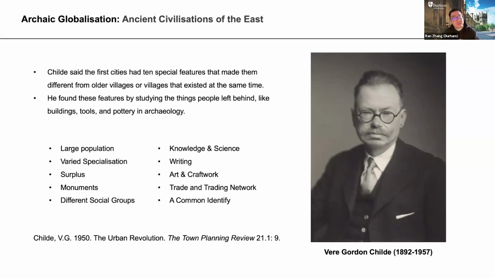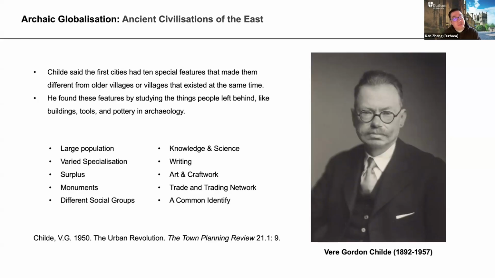We want to see different social groups. We have kings, we have normal people, we have laborers, and also we have knowledge and science. Writing is really important, and also art and trade, and eventually we have the ideology, like a religion or common identity in the cities. So these are the features that probably we can use.